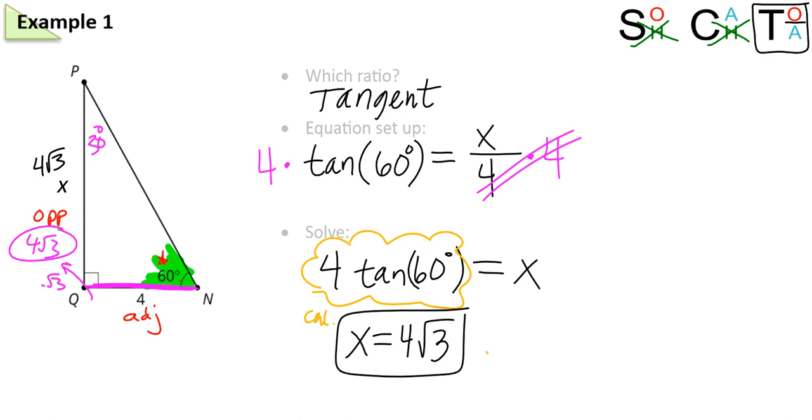So special right triangles are just kind of a time saver. If you know them or remember them, you can always use them. If you can't, you've got a couple backup plans. You can either use a trig ratio or you could use the Pythagorean theorem to help you find the missing side length in a special right triangle.